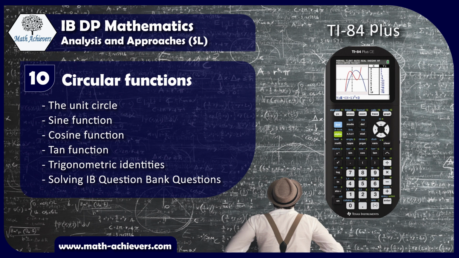Now let's continue with class number 10 for the IB Mathematics standard level course. It's circular functions. For circular functions, we need to know the behavior of the sine, cosine and tan function. We need to know the special triangles, we need to know quadrants, we need to know identities, and we need to know how to solve questions.